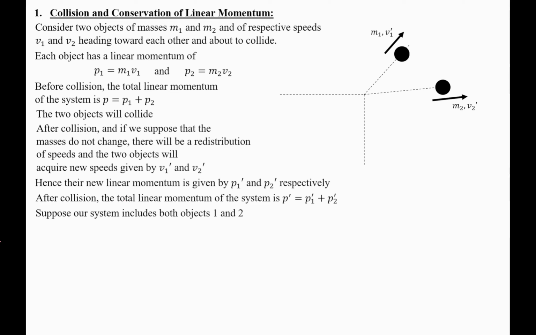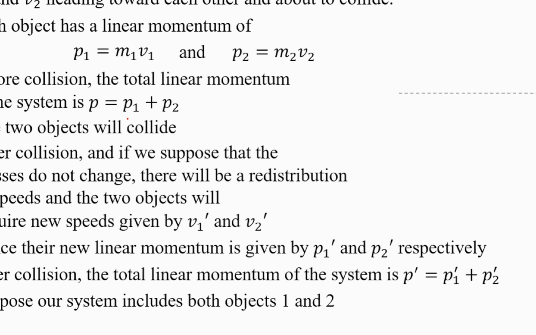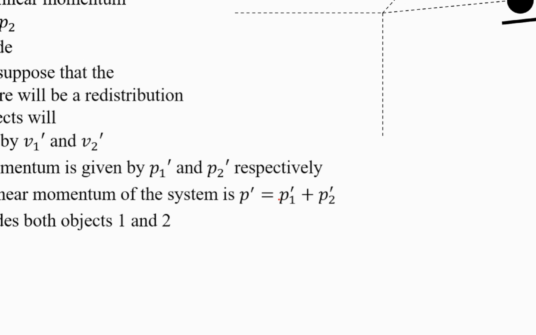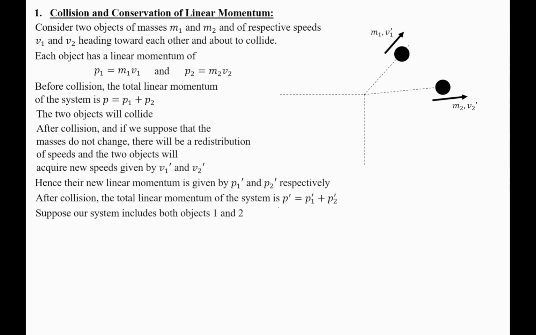Before I move on, let me recap. Before collision, the first object has a linear momentum p1 and the second object has a linear momentum p2. The total linear momentum of the system is p. After collision, the linear momentum of the first object is p1 prime and that of the second object is p2 prime. Therefore, the total linear momentum of the system after collision is p prime.